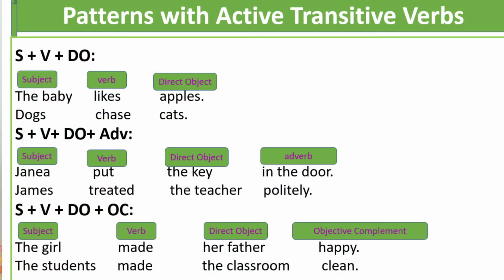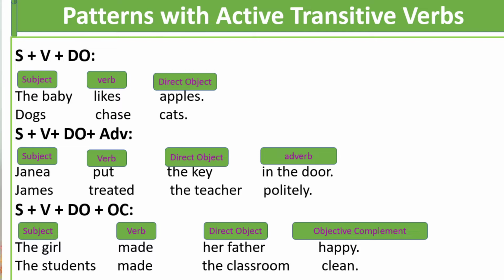Next, let's have patterns with active transitive verbs. How about with transitive verbs? Let's look at the patterns. We have the first pattern, S plus V plus DO. DO stands for direct object. Let's take a look at the example for us to understand. We have the baby likes apples. So the baby is the subject, and then likes is the verb, and the direct object or the receiver of the action is apples. I have already defined direct object a while ago.